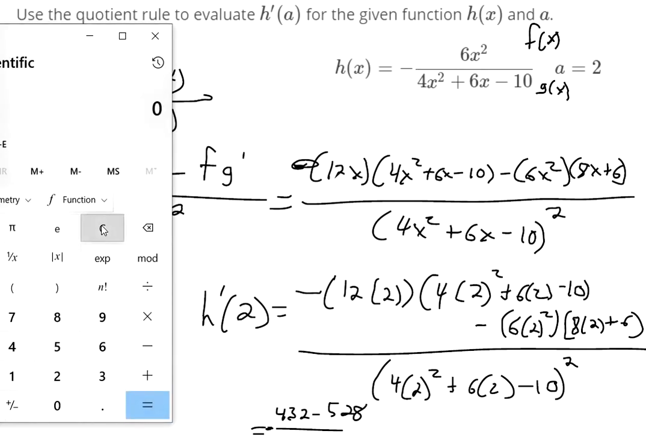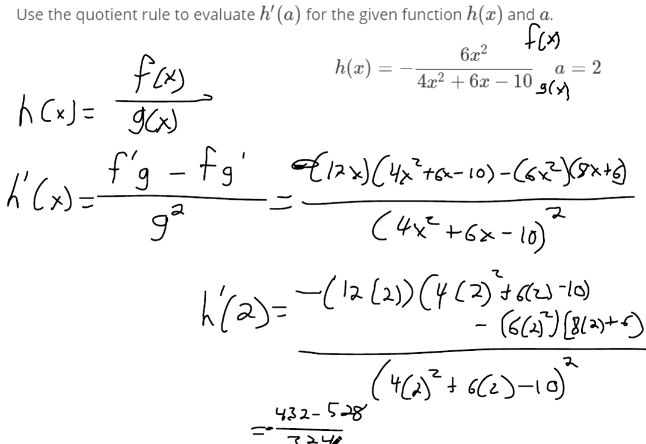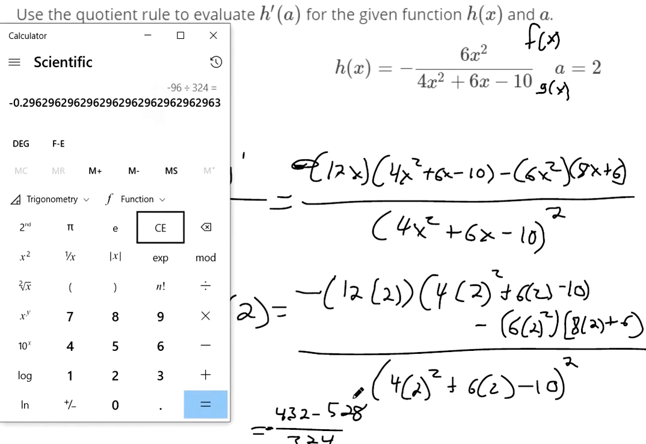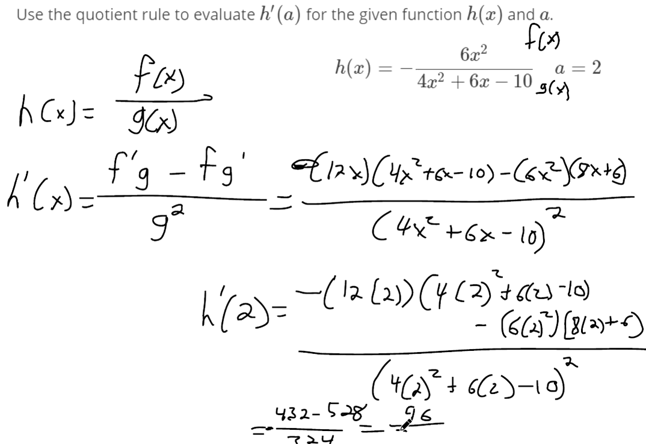And the denominator, 2 squared is 4. 4 times 4 makes 16. 16 plus 6 times 2 is 12. So 16 plus 12 minus 10. Square it. Denominator is 324. I got something, and then there's a negative sign here, so let's keep it as a fraction. So that's a negative 96. I'm just going to put positive 96 over 324.